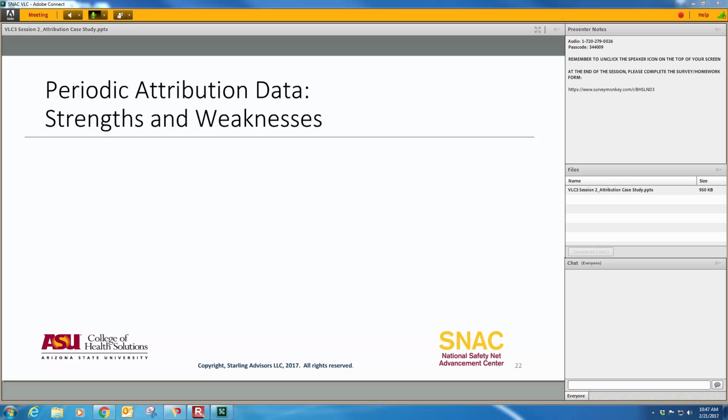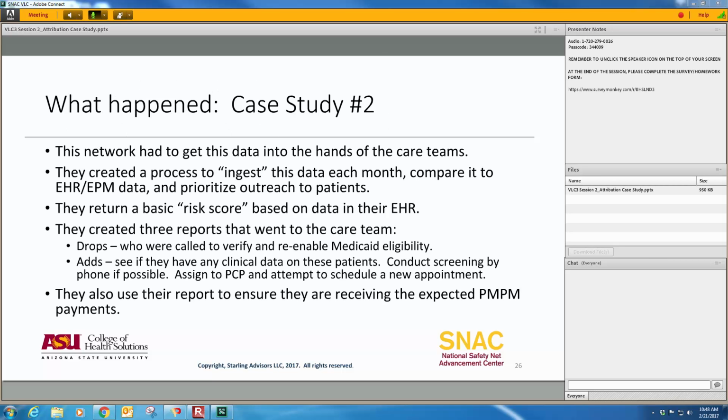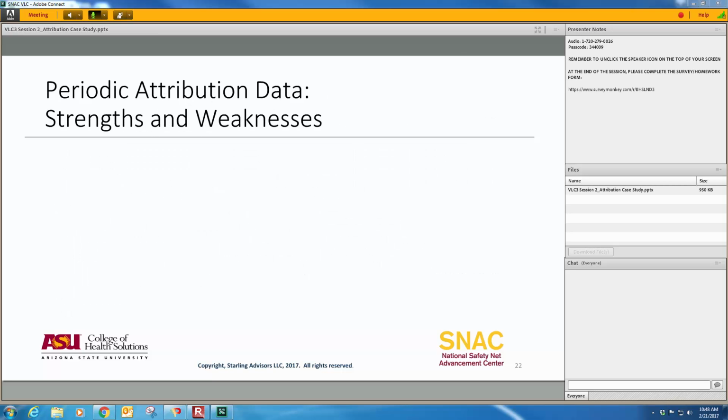So I'm going to kick us off. We're going to go through strengths and weaknesses. How would you use it, which I think we've already covered in pretty good detail. What other data would you combine it with? Are you prepared to do this today? And then I'll take you through how this group operated.